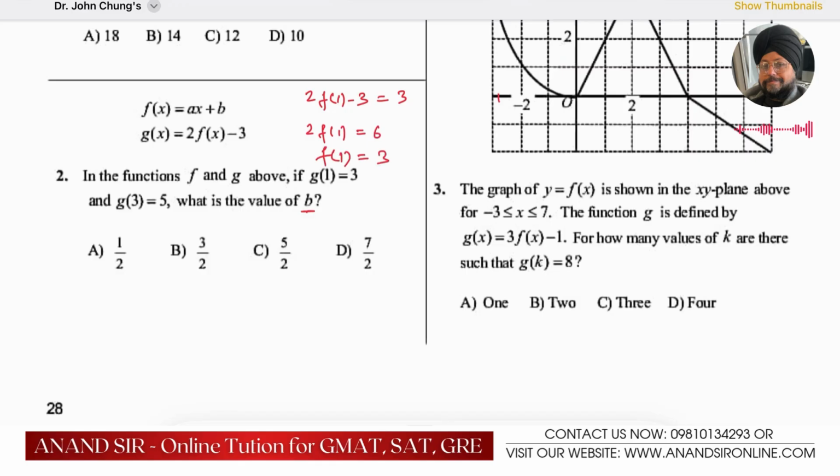And f(1) equal to 3 means I put 1 over here, I will get a + b = 3, which is the first equation. Now g(3) = 5. g(3) = 5 means 2f(3) - 3 = 5. It means 2f(3) is equal to 8. It means f(3) is equal to 4. Now f(3) means put 3 over here, 3a + b = 4.